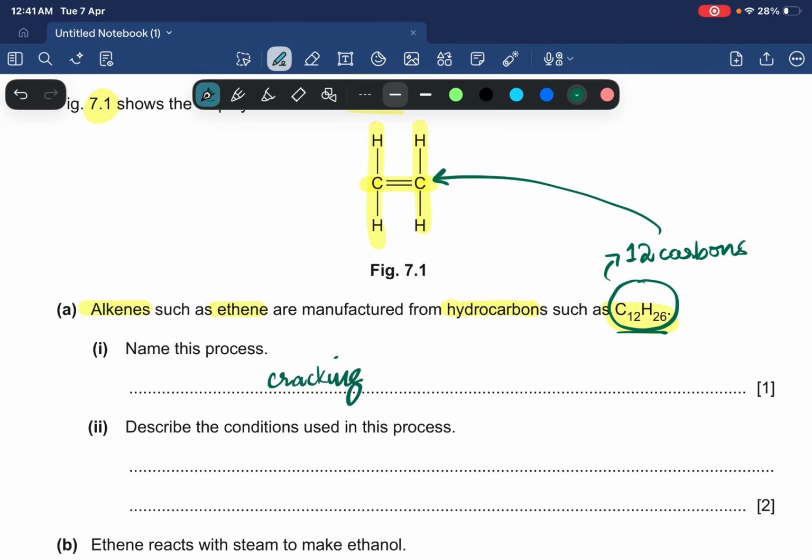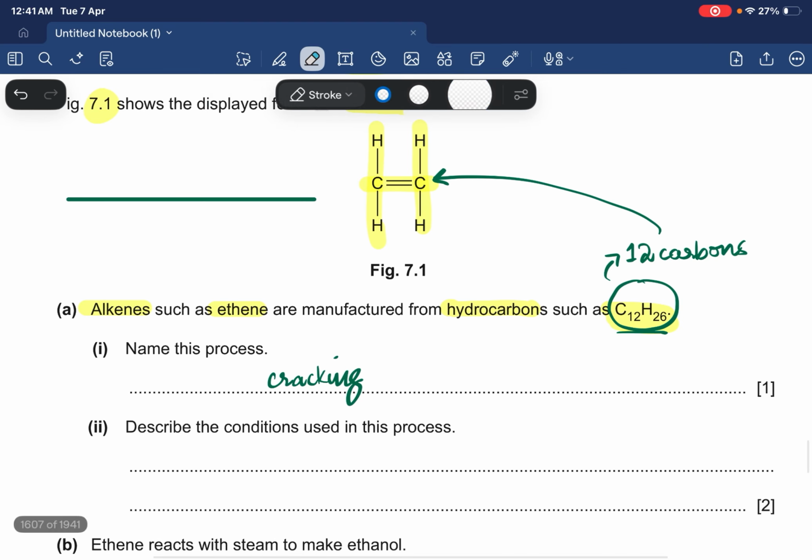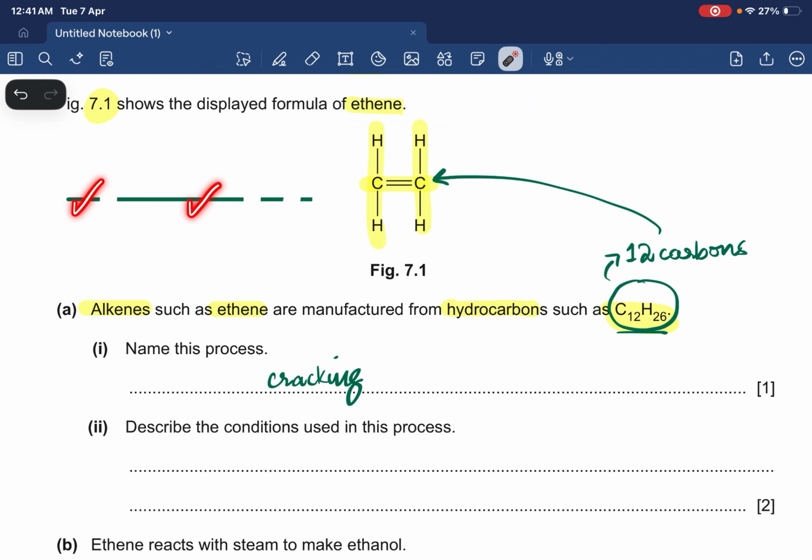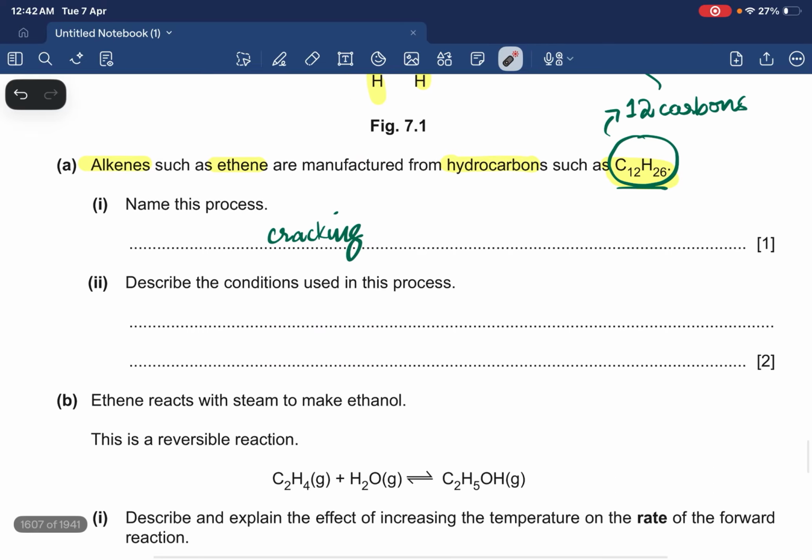You basically crack a long chain. For example, this is a long chain of hydrocarbons. What you do is you crack it in between, like you make different segments out of it, something like this. There's going to be a segment like this, and here you have 1, 2, 3, 4 small segments out of the bigger hydrocarbon.